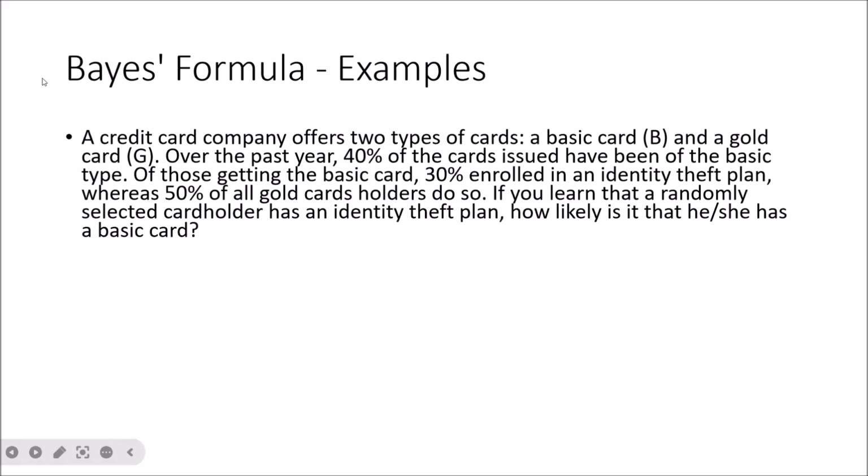Right, so this is the problem. A credit card company offers two types of cards, a basic card B and a gold card G. Over the past year, 40% of the cards issued have been of the basic type, and automatically, 60% would be of the gold type. Of those getting the basic card, 30% enrolled in an identity theft plan, whereas 50% of all gold card holders do so. If you learn that a randomly selected card holder has an identity theft plan, how likely is it that he or she or they has a basic card?